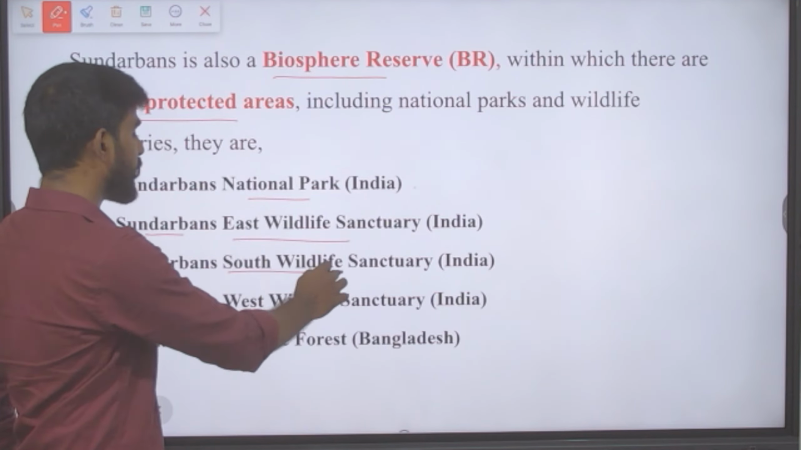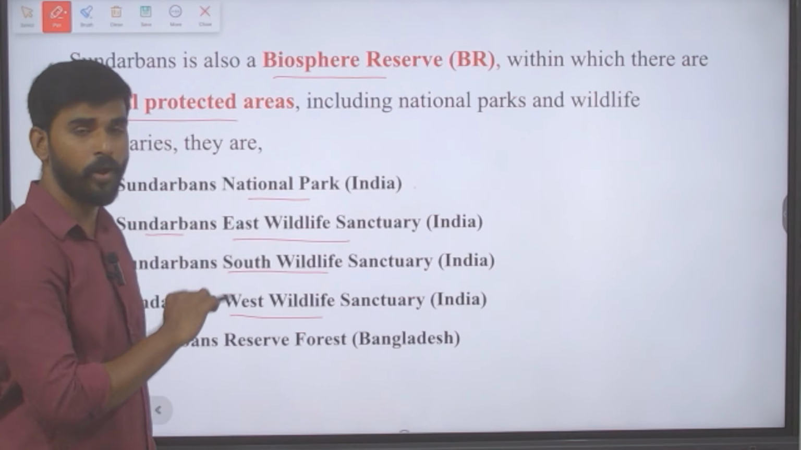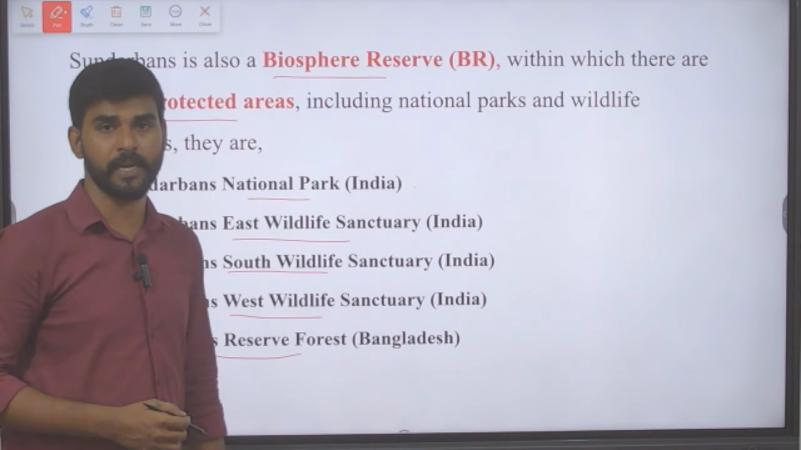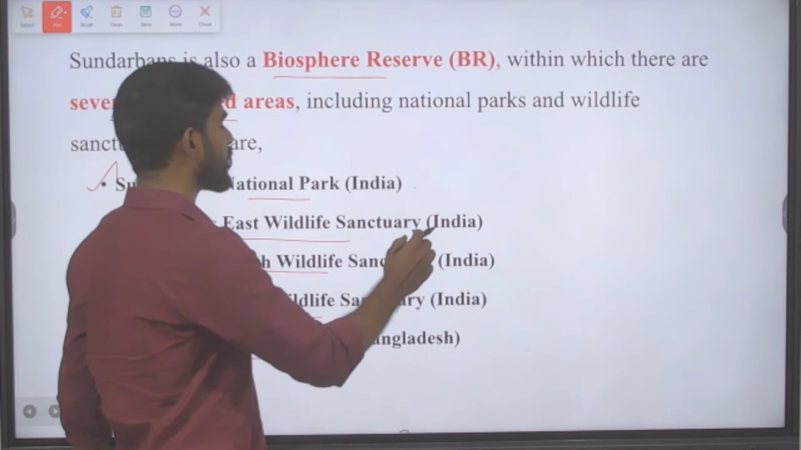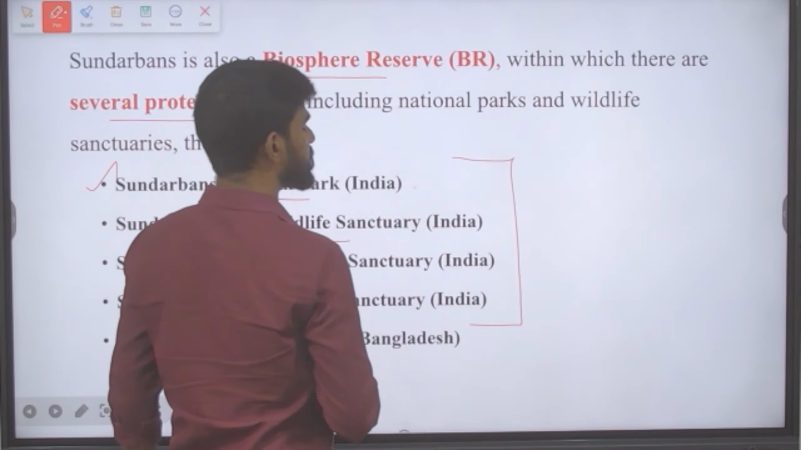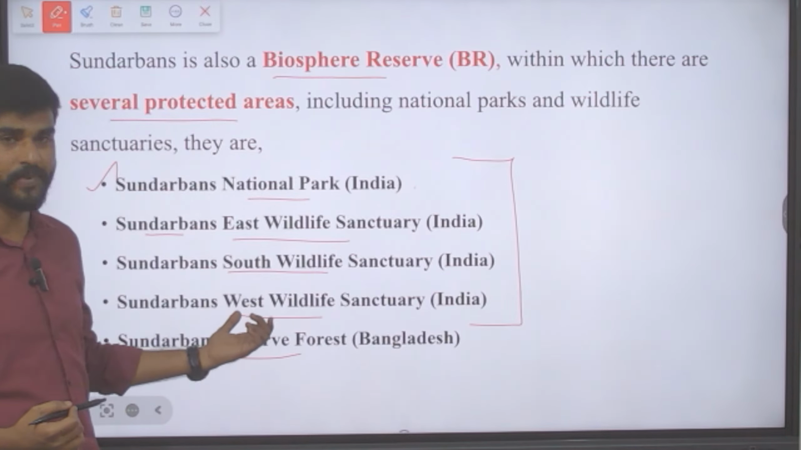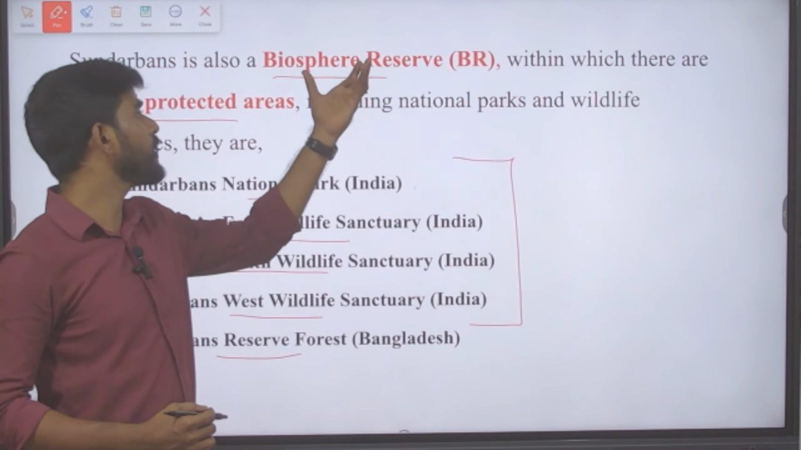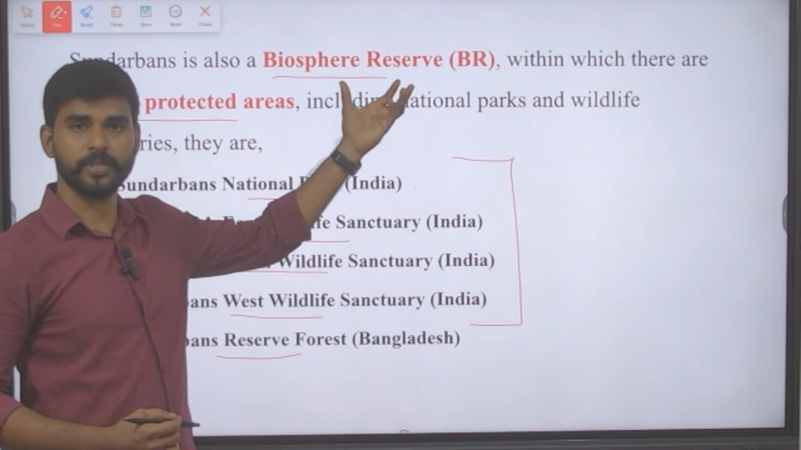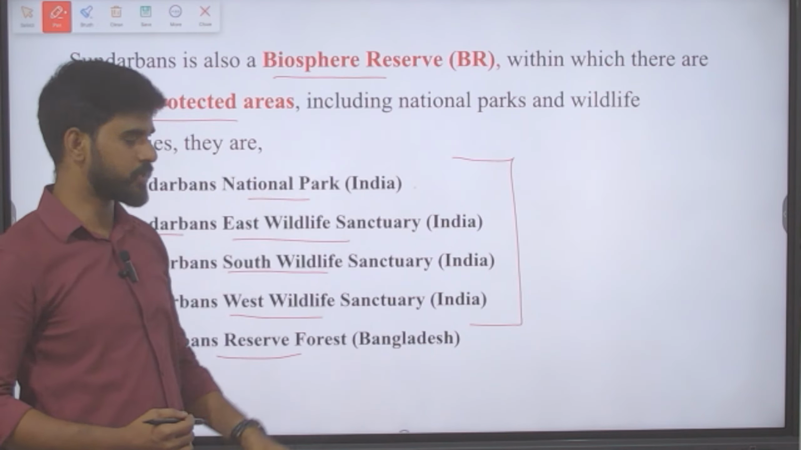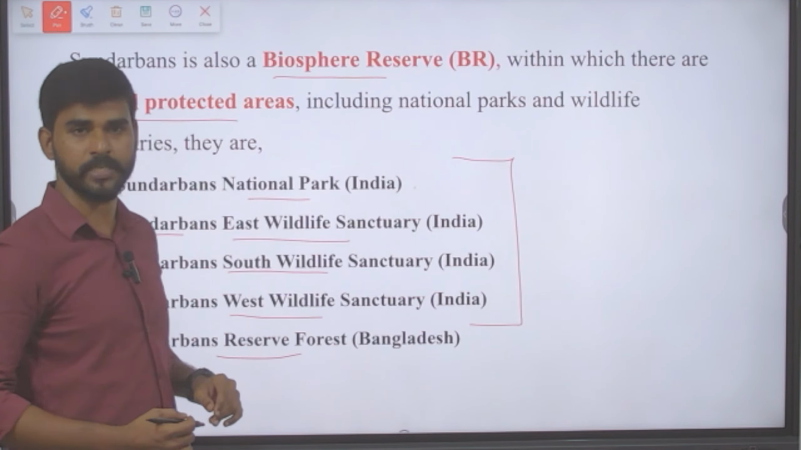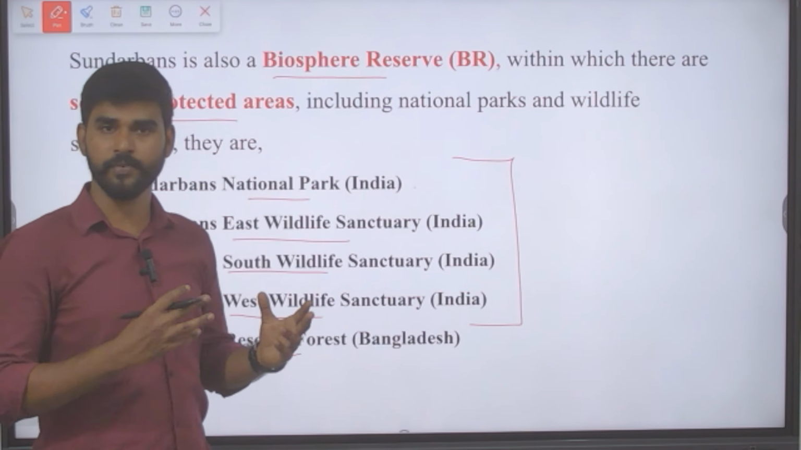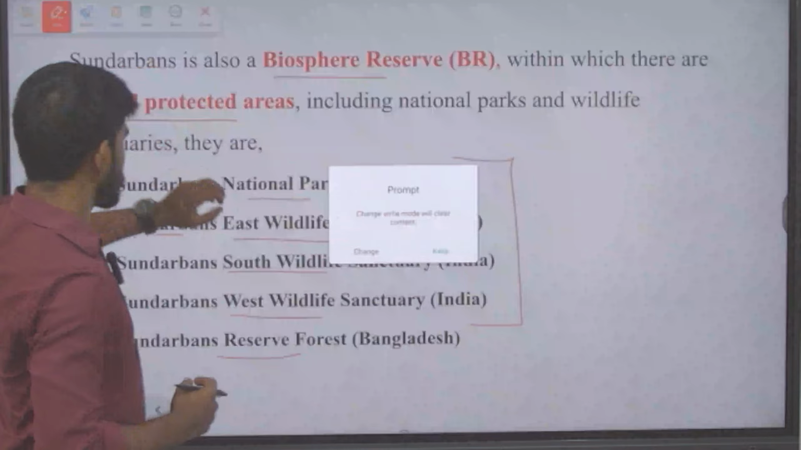Wildlife Sanctuary, South Wildlife Sanctuary, and West Wildlife Sanctuary, all three in India, and Sundarban Reserve Forest, which is there in Bangladesh. So in India, there is one national park and three sanctuaries, that is East, South, and West in Sundarbans. All these are part of Sundarban Biosphere Reserve, and even this Reserve Forest of Bangladesh will also fall under the Biosphere Reserve category of Sundarbans.